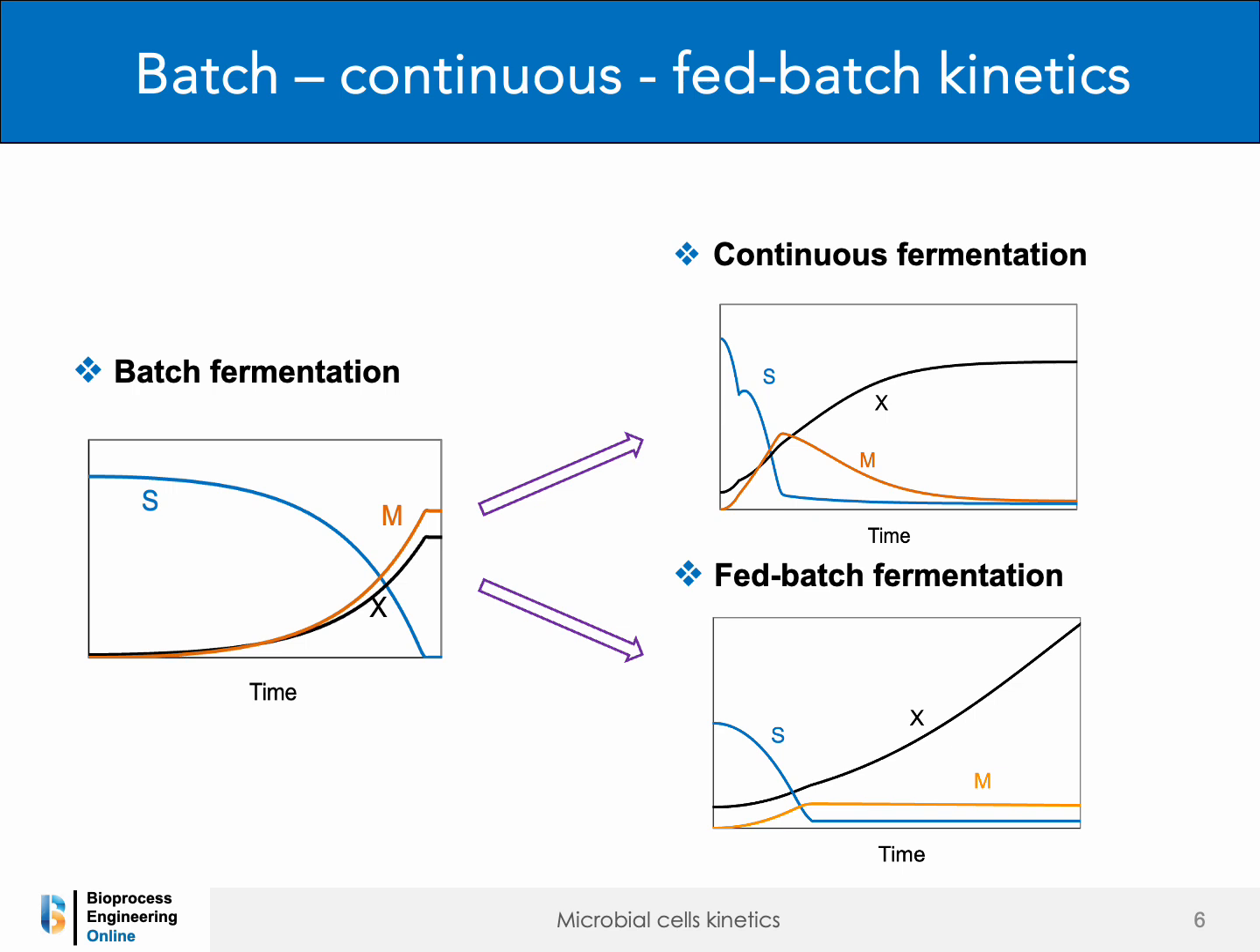Identifying microbial kinetic laws is essential for the scale-up and optimization of fermentation processes. Microbial kinetics governs how concentration time variations in cell growth, substrate consumption, and product formation evolve across different fermentation modes, including batch, continuous, and fed batch systems. Understanding these dynamics is key to improving process efficiency, maximizing yield, and ensuring consistent production at an industrial scale.